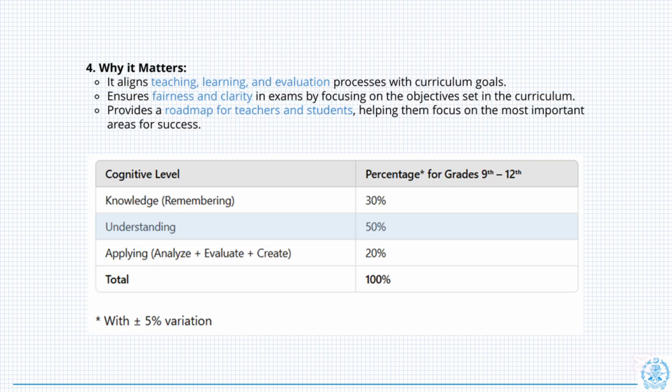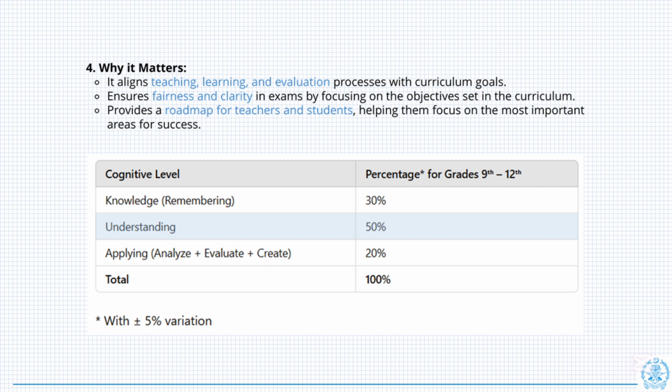The assessment framework is vital because it provides a structured approach to teaching, learning, and evaluation. It ensures fairness and clarity in assessments while serving as a roadmap for both teachers and students. By aligning questions with cognitive levels, the framework ensures that all types of learners are assessed comprehensively, from basic knowledge recall to higher order skills like application and analysis.